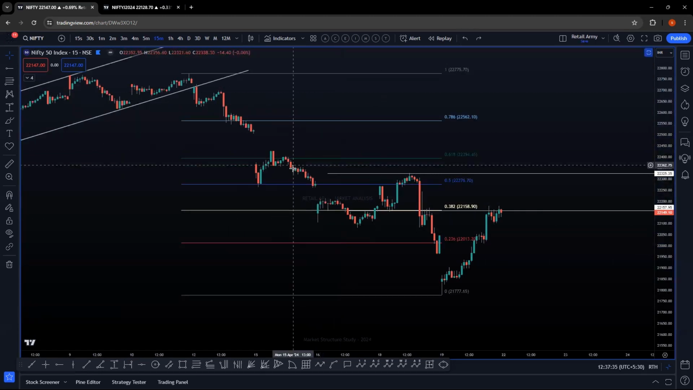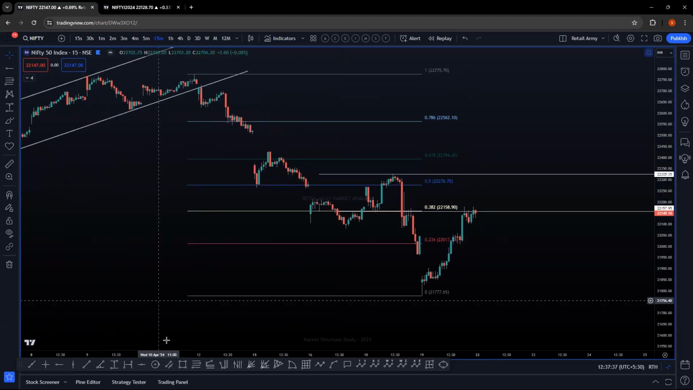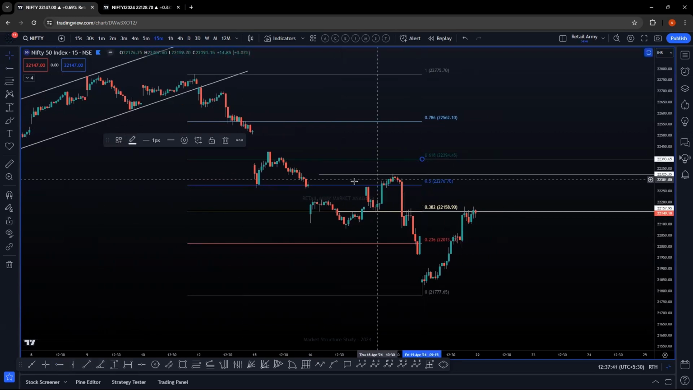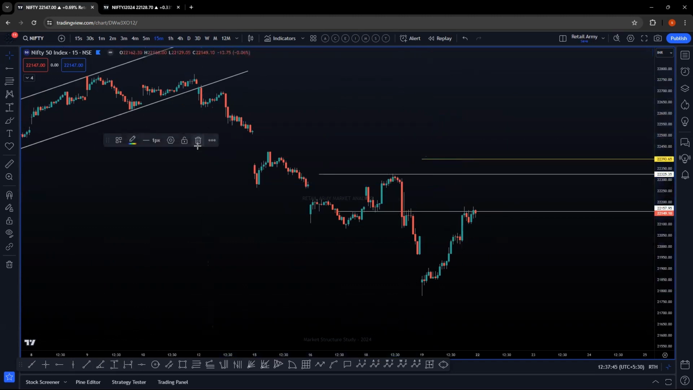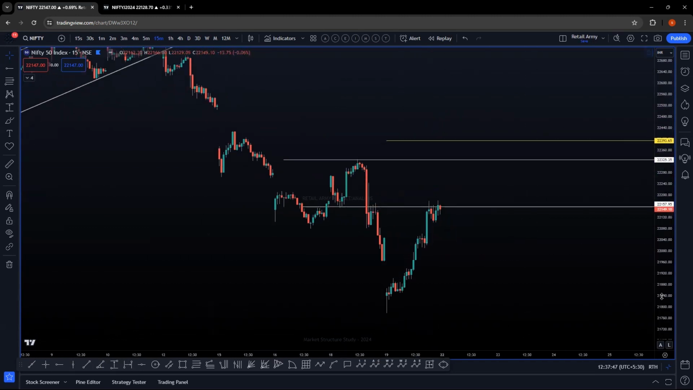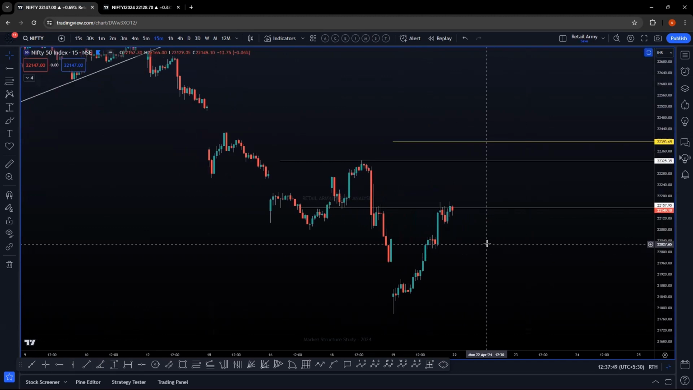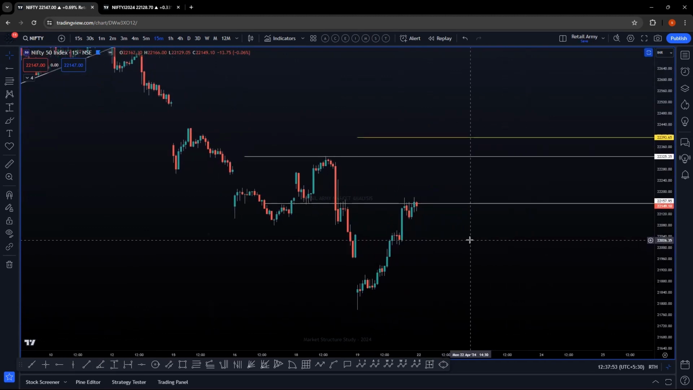So if I go back to my Fibonacci zone, the 61.8% is over here. That is your golden retracement, whatever you want to call it. 61.8 is over here. That is your 22,393 level. So let's say approximately the 22,400 level.